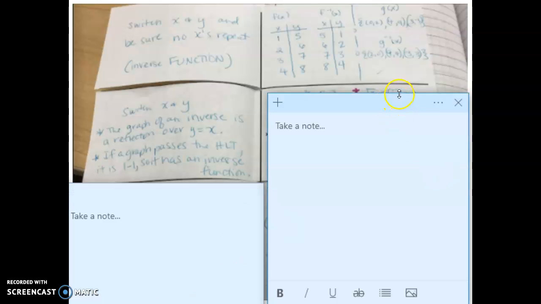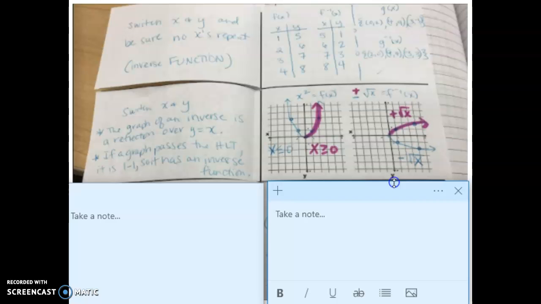So here our example is for f of x equals x squared. So I plotted a few of the points, (0, 0), (1, 1), (-1, 1), and so forth. And in order to find its inverse, I simply switch those points. (1, 1) would remain (1, 1). (-1, 1) would turn into (1, -1). (2, 4) would turn into (4, 2), and so forth. And so I graphed it.